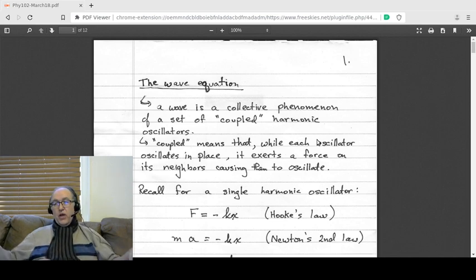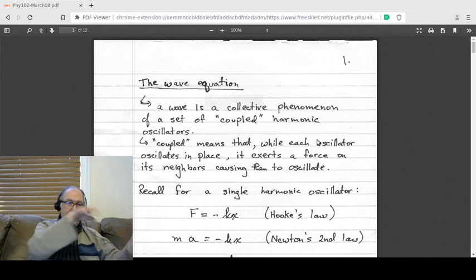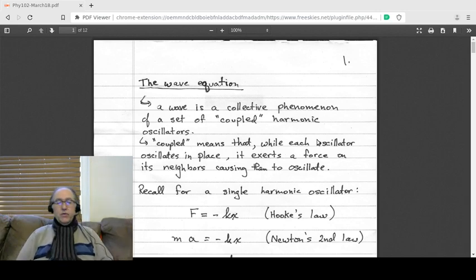You can imagine you have a string and you grab one end and start to wiggle it. It won't be long before the neighboring points of that string start to wiggle, and then those neighboring points start to wiggle, and before you know it, you've got a wave traveling down the entire string. So what equation could you possibly write that describes such a thing? That's what we're going to discuss today.